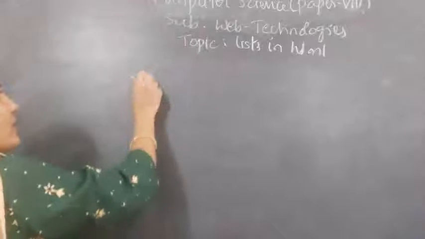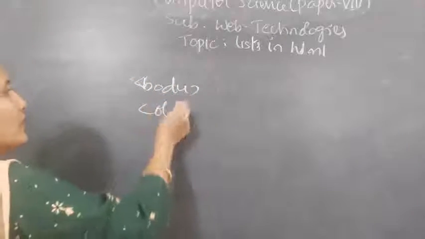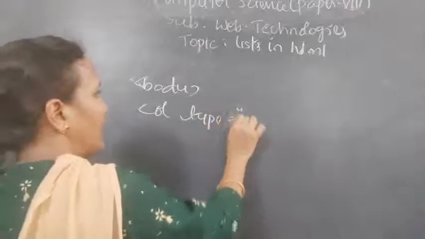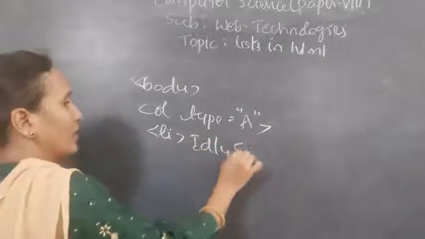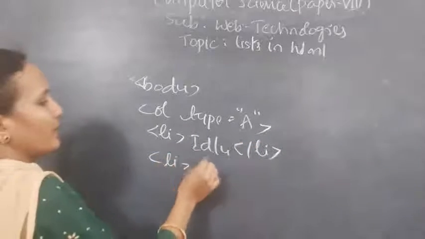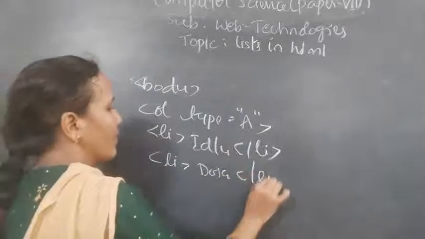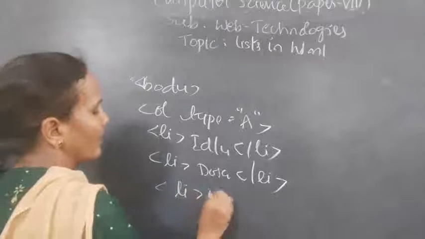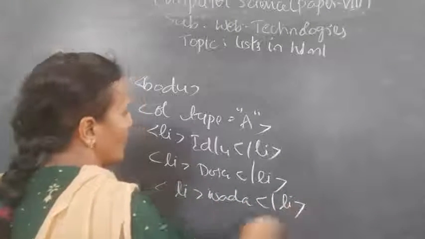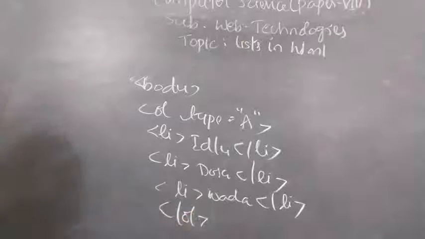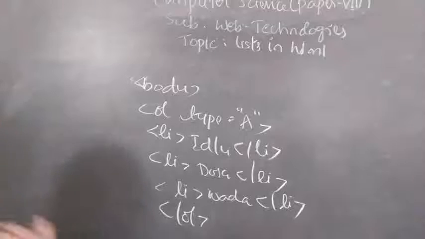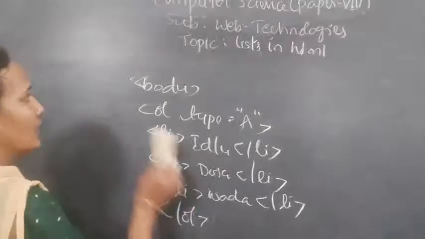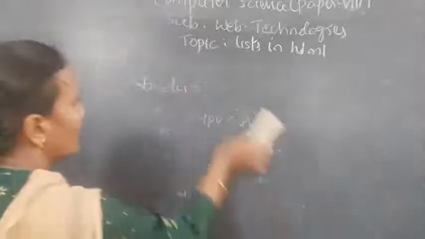Example program. In the body section, for example, I want to give a sequence, capital A. Now, again list item, second list item, third list item, and the fourth one. This is an example program for an ordered list. Now, the last one is the definition list.